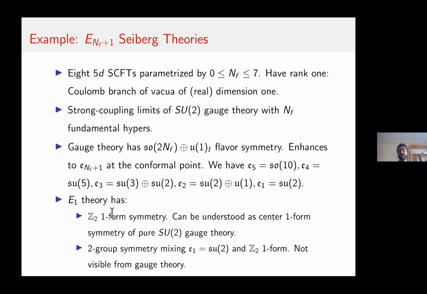And this E1 theory, as we will discuss later, also has a two-group symmetry. This two-group symmetry mixes the Z2 one-form symmetry and the SU(2) enhanced flavor symmetry. And one point to note is that this two-group symmetry is not visible from the gauge theory. This is unlike the one-form symmetry case where you could view it from the gauge theory. The reason is that as you perform the mass deformation, the zero-form symmetry part SU(2) is broken to U(1)_I. And this breaks the mixing between zero-form and one-form symmetry. So the two-group symmetry is a property only of the conformal point.